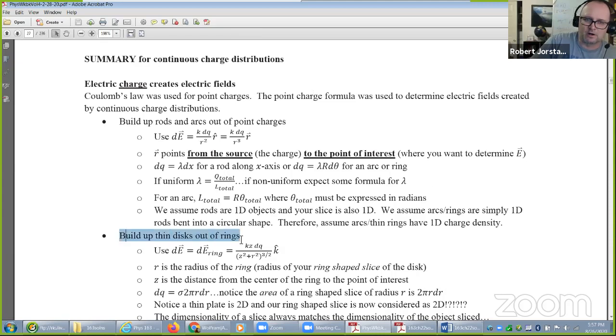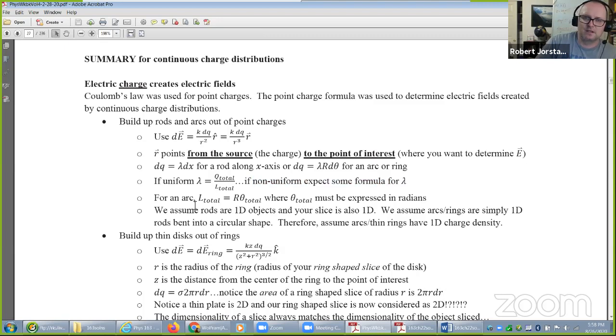And this is what we're going to go on to. So follow this through. We build up rods and arcs out of point charges. This is the formula you use, because that's the formula for a point charge. If we're building it out of point charges, dE looks like the point charge formula. R is from the source, which is the charge, to the point of interest, where you want to get the electric field. dQ is lambda dx for a rod, or dQ is lambda r d theta for an arc or a ring. If it's uniform, it's always total charge over total length. If it's non-uniform, you get some formula.